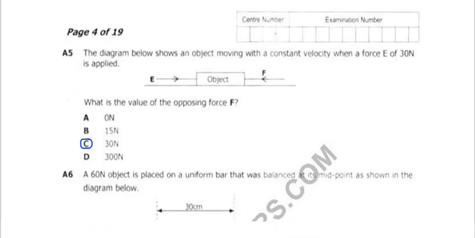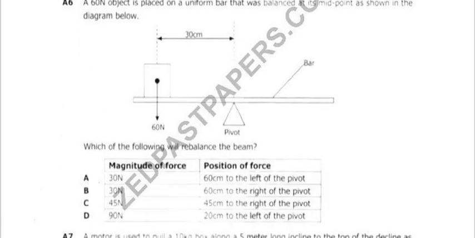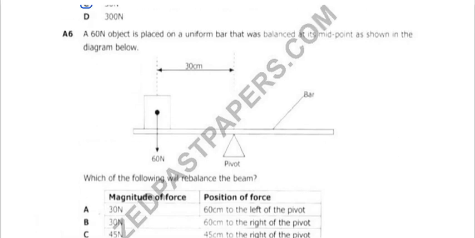Question A6. Question A6 says, a 60 newtons object is placed on a uniform bar that was balanced at its midpoint as shown in the diagram below. Which of the following will rebalance the beam? So we have an object which is 60 newtons, which is placed 30 centimeters from the midpoint of the bar, and at that midpoint we also have a pivot.